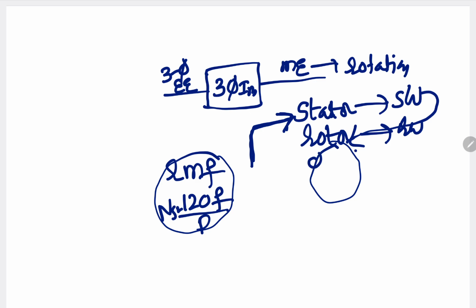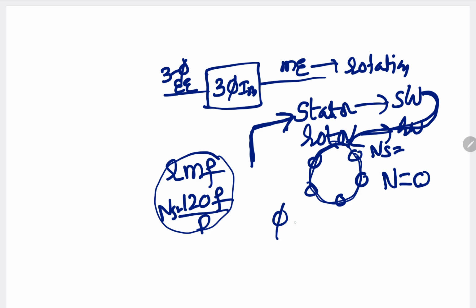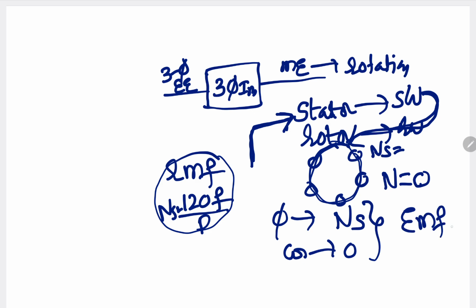On the rotor we place the rotor winding, the rotor conductors, and initially the rotor is stationary. Rotor speed n is equal to 0, and the rotating flux touches the rotor conductors. The flux speed is ns, but the conductor speed is 0. There exists a relative speed difference between flux and conductor, so EMF will be induced. According to Faraday's law, in the rotor conductors we will get some EMF.